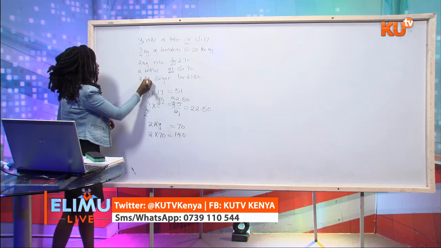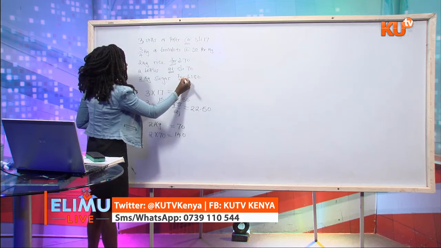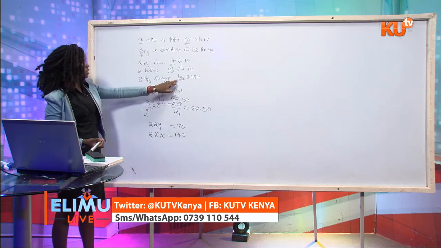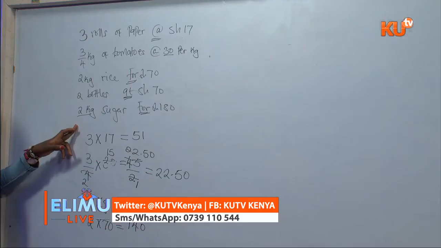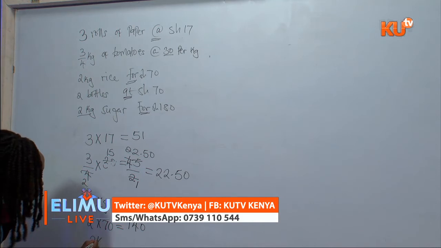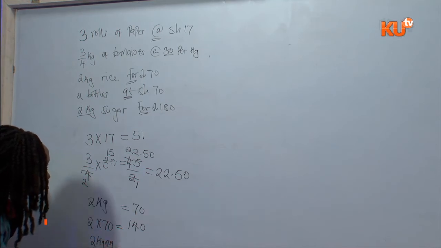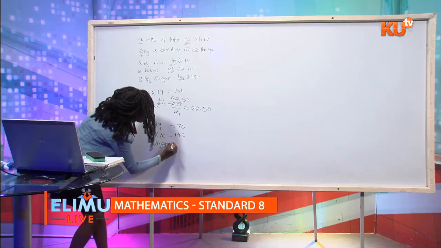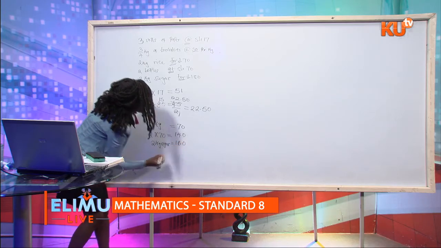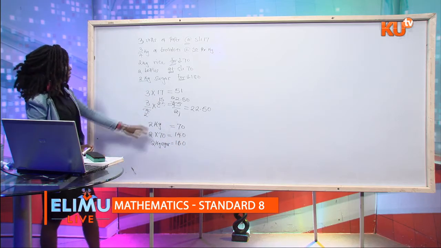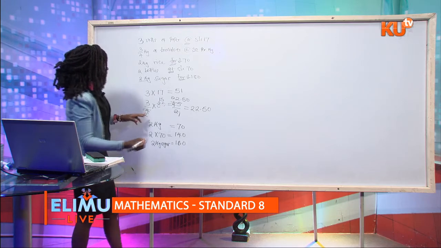Here we have 2 kgs sugar for 180. For represents the total cost. So the 2 kgs of sugar costed 180. So 2 kgs sugar, 180 shillings. So we add this to get the total.